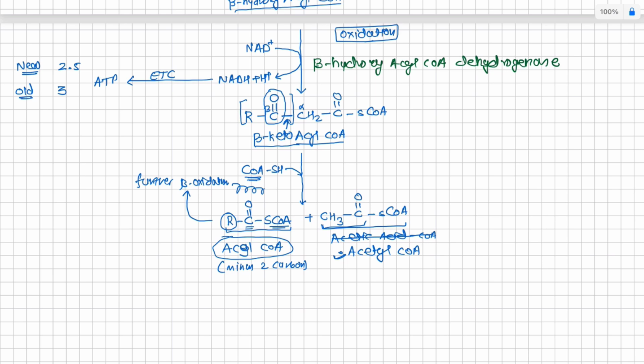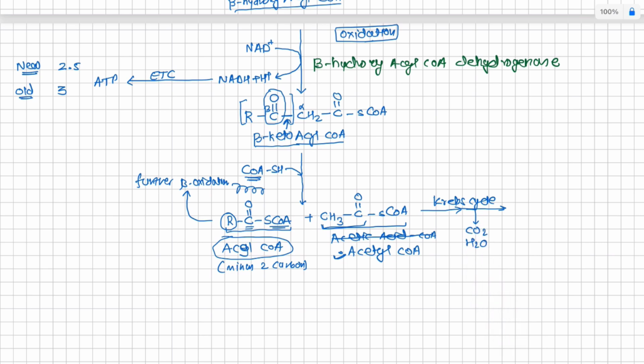Okay, and each time beta oxidation occurs, it releases one molecule of acetyl coenzyme A and one molecule of acyl coenzyme A, which is 2 carbons less than the previous one. So ultimately in the last beta oxidation cycle, we get 2 fragments of acetyl coenzyme A. Now what happens to acetyl coenzyme A? Acetyl coenzyme A undergoes the Krebs cycle and it gets completely oxidized to carbon dioxide and water.